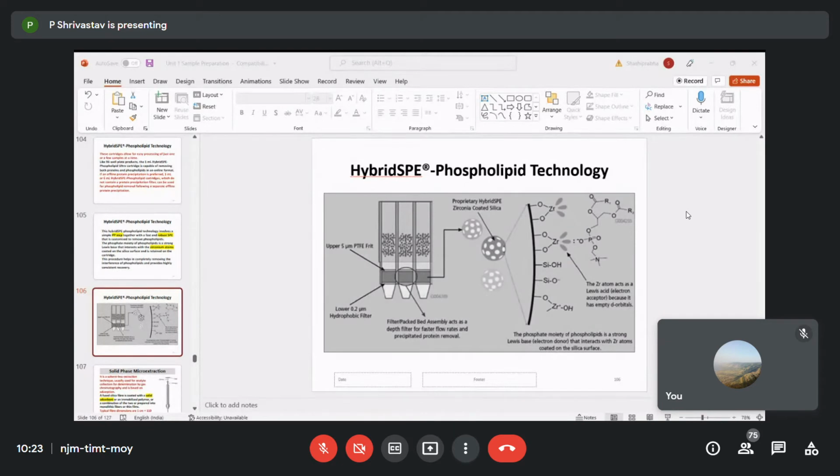Silica means SiOH, SiOH, SiOH. It is bonded with zirconium, which has empty d orbitals and acts as a Lewis acid. So there are Lewis acid, Lewis base interactions, which are highly efficient adsorption interactions. Thus it retains the phospholipids on its surface, and hence it removes the unwanted phospholipids from the sample. So this is a hybrid SPE, a patented technology to remove your phospholipids. I'm talking about phospholipids when your sample is biological in origin. But if your sample doesn't have phospholipids, then one doesn't need to use hybrid SPE phospholipid cartridges. One can work with the conventional solid phase extraction cartridges.